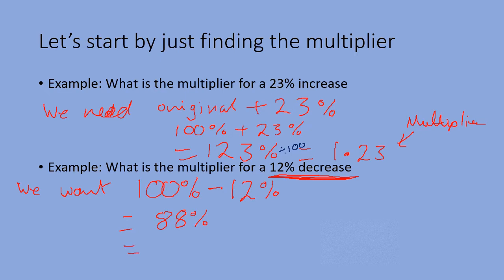As a decimal, what we need to do to work that out is divide by 100, which is going to give us 0.88. Decreases tend to be below 1. Well, no, decreases will be below 1, and increases will be above 1. Because if you multiply something by 1, you would get your original amount.